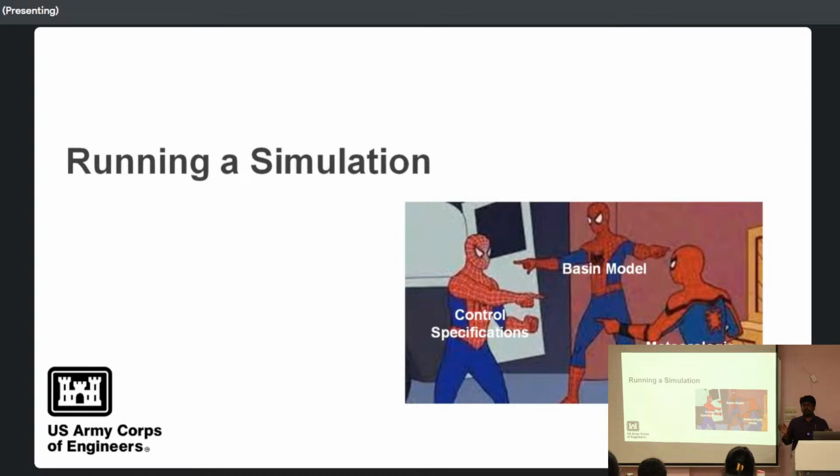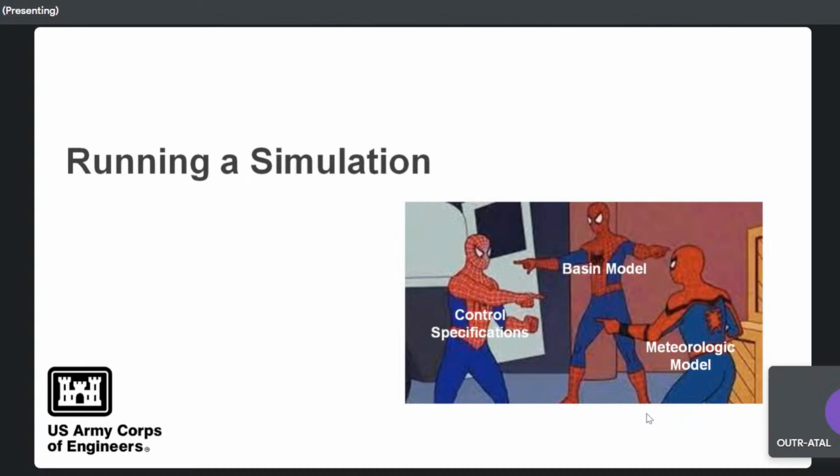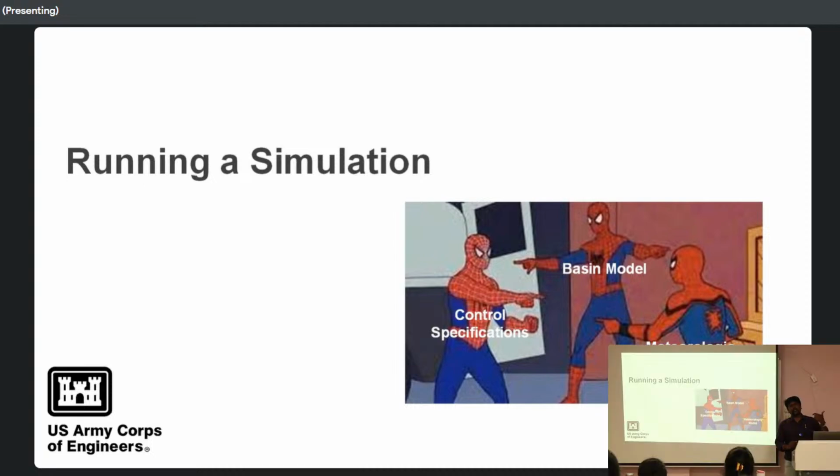So the basin model will detect to the control specification and meteorological model. After developing your basin model, suppose the upper Brahmani basin you are taking, you are choosing your date, like from June to September or June to October. That will detect to your meteorological model, and accordingly you have to put your time series data.